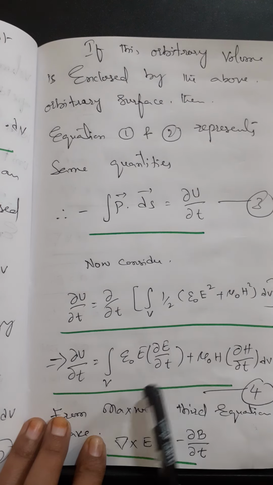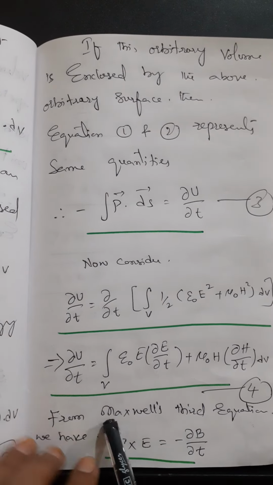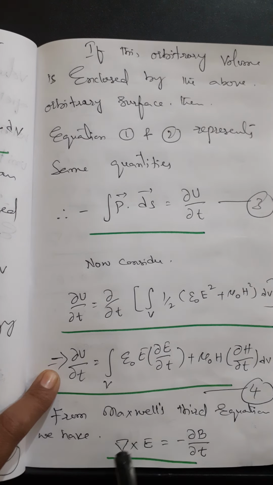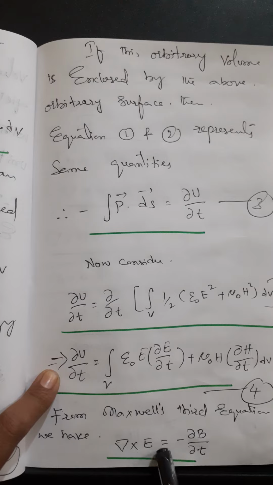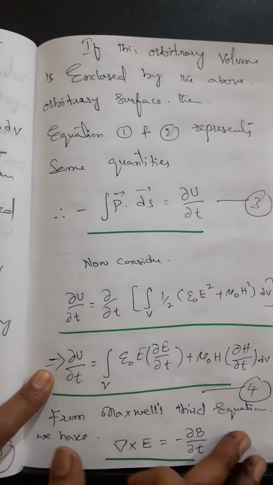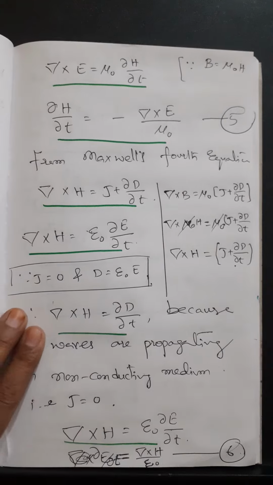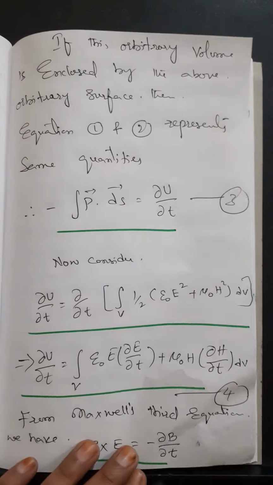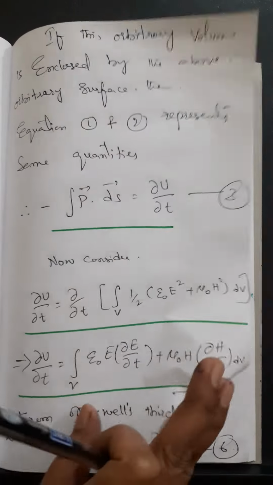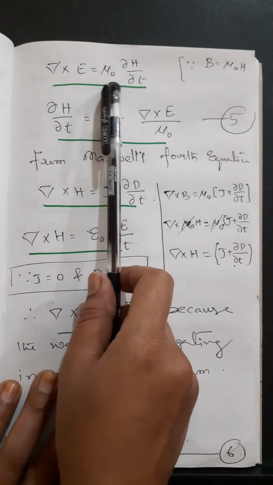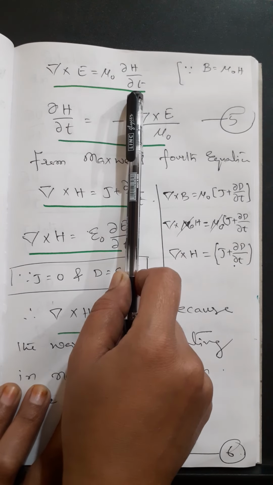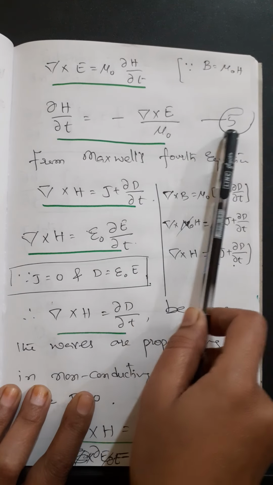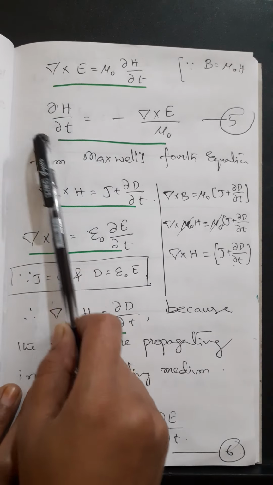For that purpose we have to take Maxwell's third and fourth equations. From Maxwell's third equation we calculate the value of ∂H/∂t. Maxwell's third equation is del cross E equals minus ∂B/∂t, and B is nothing but μ₀H. Substituting the value of B, we get del cross E equals minus μ₀ ∂H/∂t. This can be written as ∂H/∂t equals minus del cross E by μ₀. Let us take this as equation number 5.